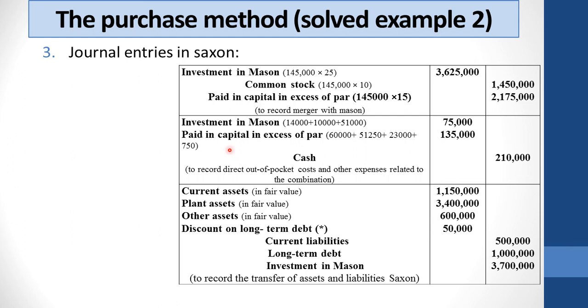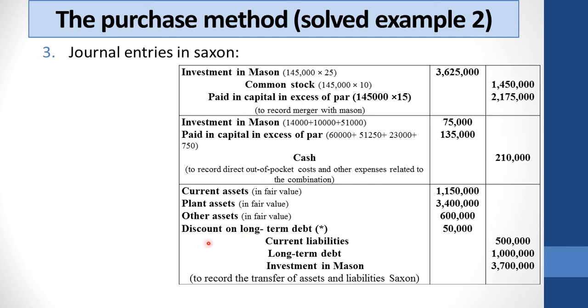Another journal entry is made to record the out-of-pocket costs. You're going to split the out-of-pocket costs into 14, 10 and 51. These will be charged to investment in Mason. This is part of the purchase amount, part of the investment, which is equal to 75,000. The rest of the costs are charged to paid in capital in excess of par, and both are paid in cash, so cash will be placed on the credit side.